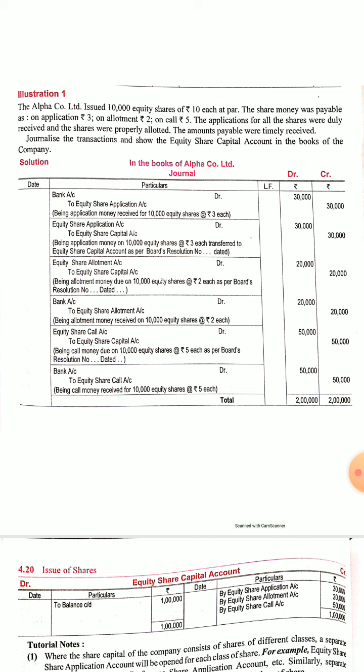Again, when the shares are called, the call will be made, then the entry will be equity share call account to equity share capital account. This will also carry a board resolution number. That is why the first entry will be transferring to share capital, creating the equity share capital. Whenever money is called, equity share capital will increase, but it will be received later. So bank account debit to equity share call account will be the entry after this. So this is how we make the entries.